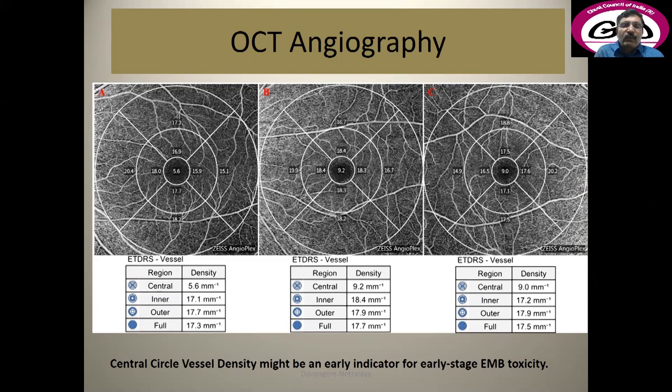This is a non-invasive dye-less angiography which we tend to do in the eye to pick up the circulation patterns in the retina. Basically, if you look at the central circle, the vessel density, if you calculate by this investigation, tends to drop in patients with ethambutol toxicity. Thus you can pick up these patients at an early or subclinical stage, and you can discontinue the medication.